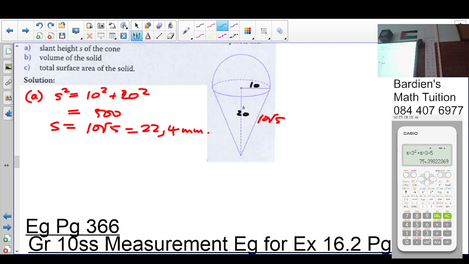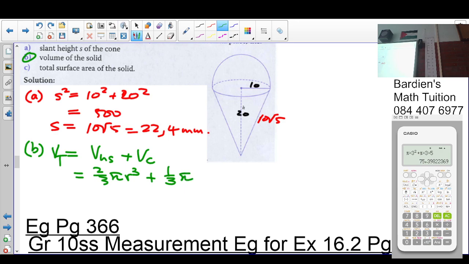In B, they ask you to calculate the volume of the solid. So the volume of this thing is going to be basically the volume of the hemisphere plus the volume of the cone. What's the formula for the volume of a hemisphere? 2 over 3 pi r cubed, plus the volume of a cone, which is going to be a third times the area of the base, which is pi r squared.